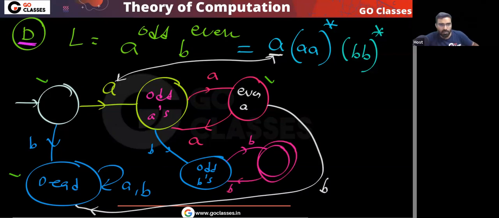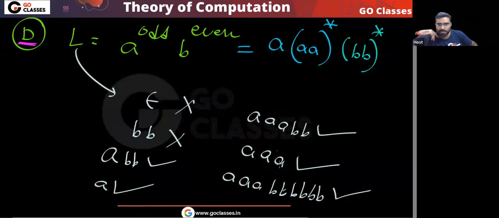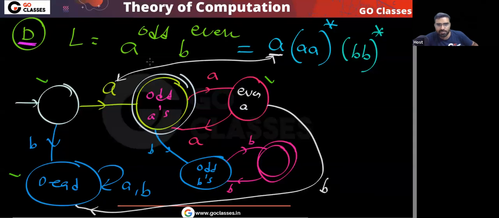So tell me, how many final states will there be? This state will also be a final state, because A star, or A plus, should be accepted. This type of strings, A, 5A, should be accepted. So this also will be a final state and this also will be a final state.